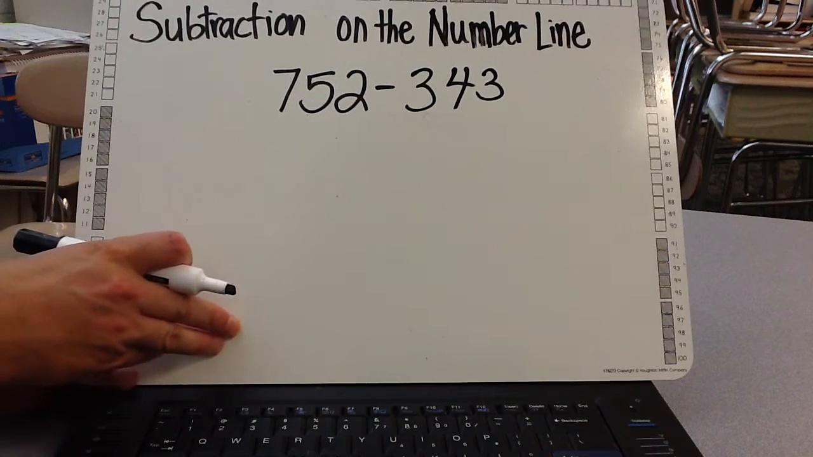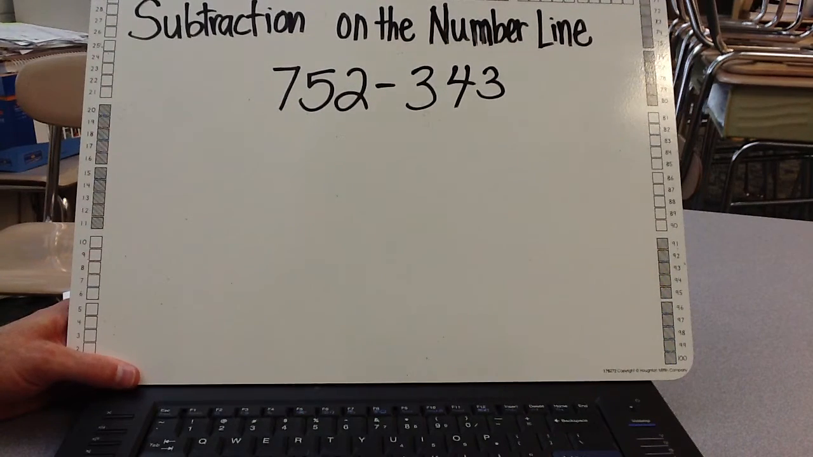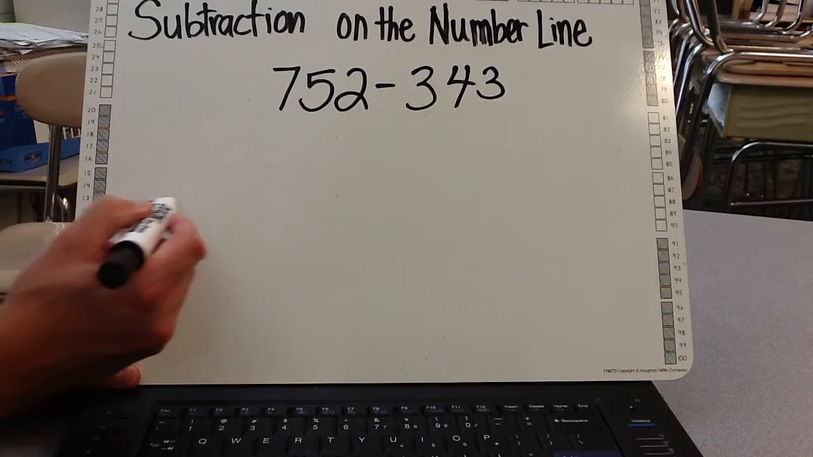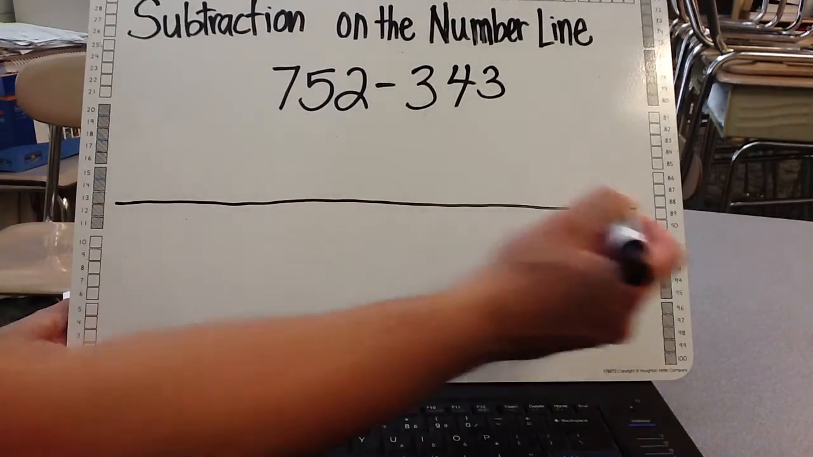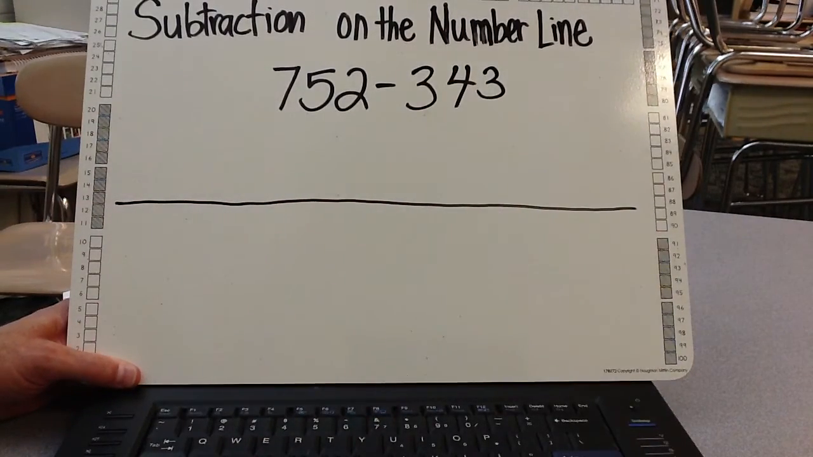Today I'm going to show you how to do subtraction on the number line. The equation that I'm going to subtract today is 752 minus 343. First step, draw out my number line. So there's my number line.